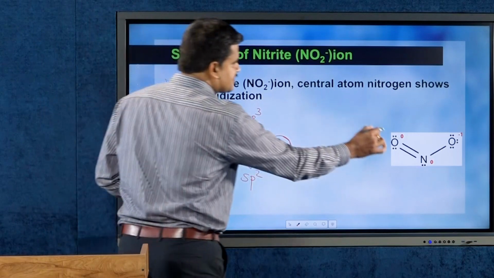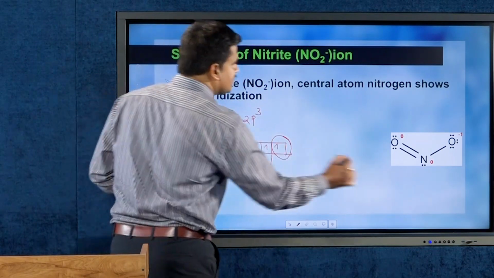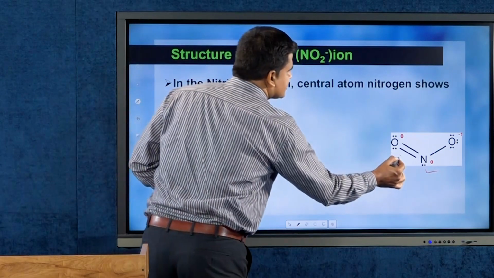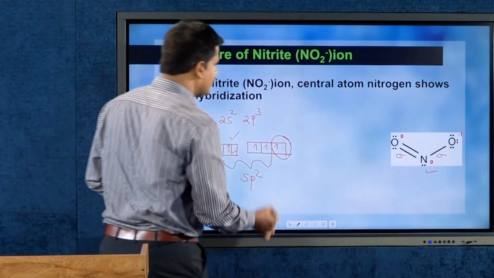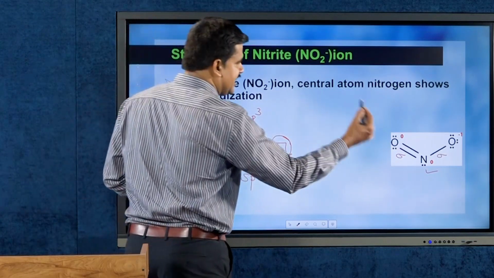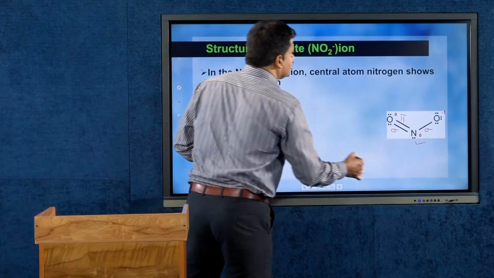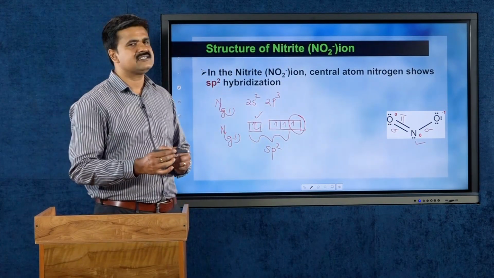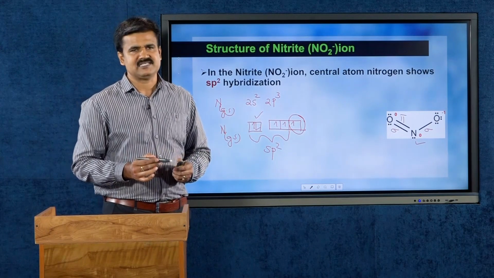So, in this structure, you can see the presence of this lone pair. This is the lone pair and 2 sigma bonds. This is a sigma bond, this is also a sigma bond, and this half-filled unhybridized p orbital lead to the formation of a pi bond. That is the geometrical arrangement of nitrite ion due to sp2 hybridization.